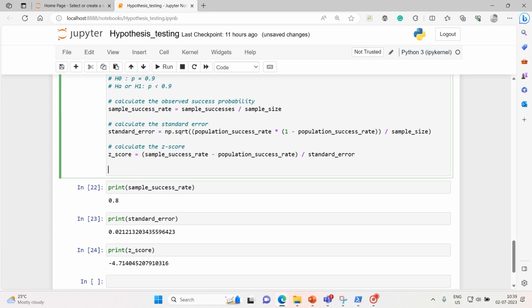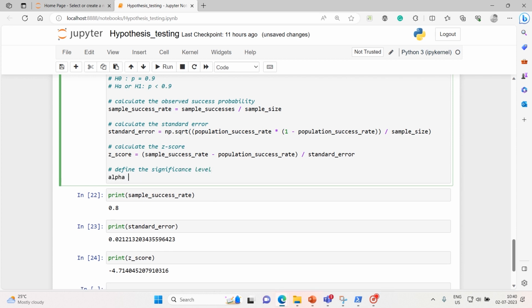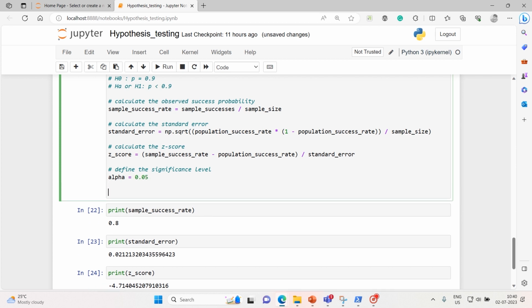Now it's time to mention the significance level. So let's define the significance level. That's alpha is equal to 0.05. Obviously we have gone for the 5%.